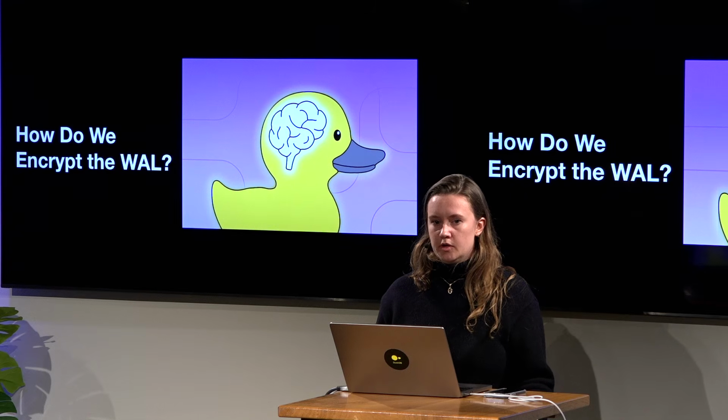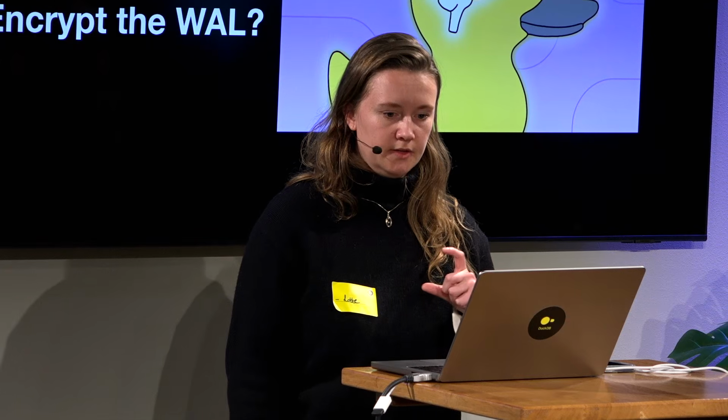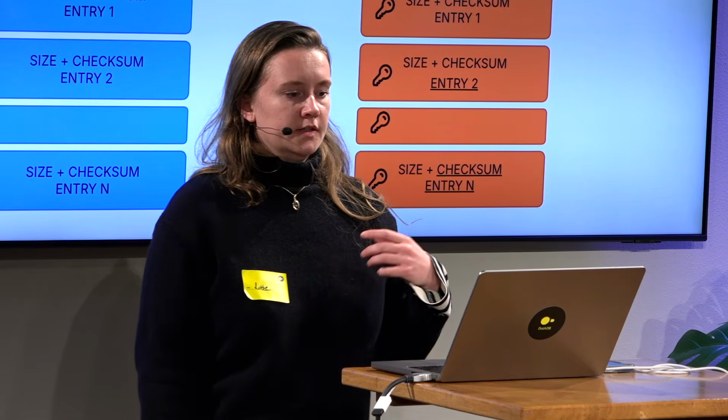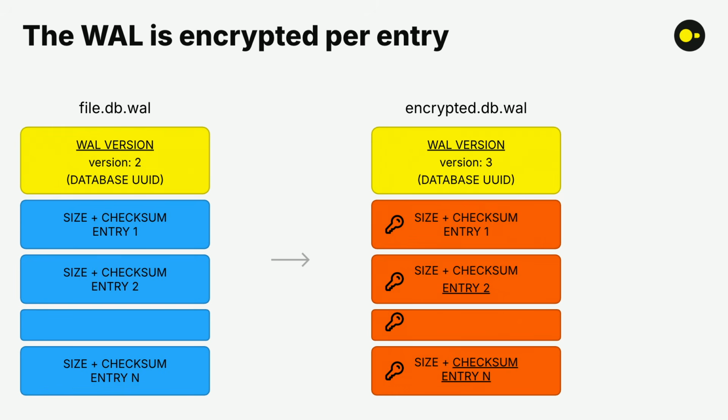So how do we encrypt the WAL? Because it has a different structure than the blocks that DuckDB normally uses. So to encrypt the WAL, we decided to also leave the metadata plain text, because we need to determine whether or not this WAL is encrypted. And then we decided to encrypt per entry.